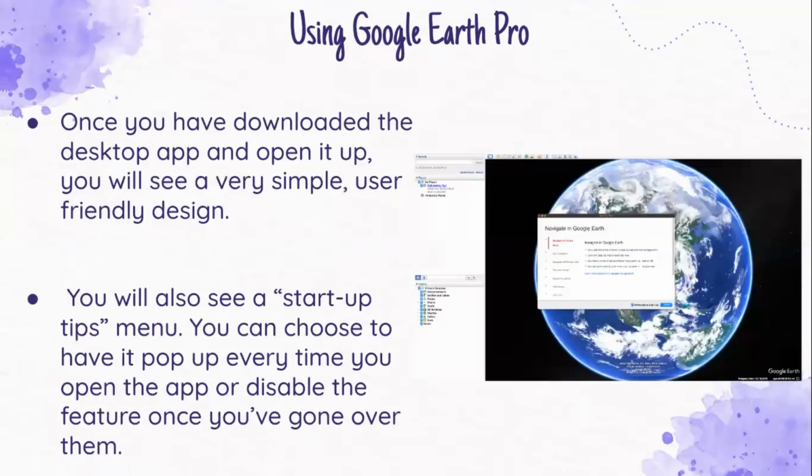Using Google Earth Pro. Once you have downloaded the desktop app and open it up, you will see a very simple, user-friendly design. You will also see a startup tips menu. You can choose to have it pop up every time you open the app or disable the feature once you've gone over them. I know it's kind of blurry here, but as you guys can see, this is what the tips menu looks like. If you don't want it to pop up every time you open it, you would just uncheck this option and then close it.